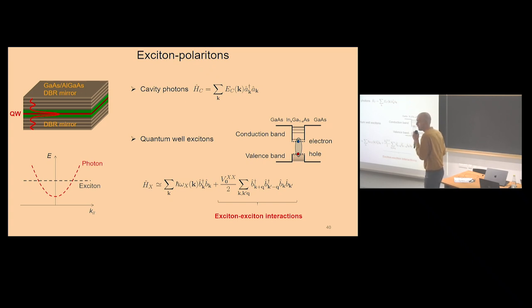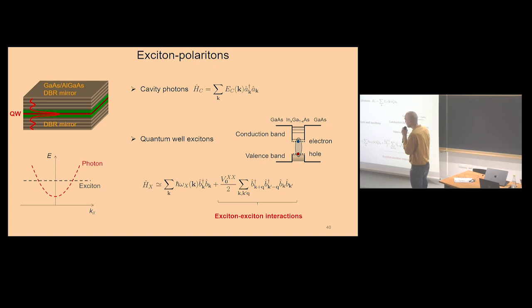The first one is simply the dispersion. These are massive particles in the semiconductor, so it's a parabolic dispersion times the number of excitons. And then these excitons are matter particles. They interact together. And so typically we have this kind of Coulombic interaction between the excitons.